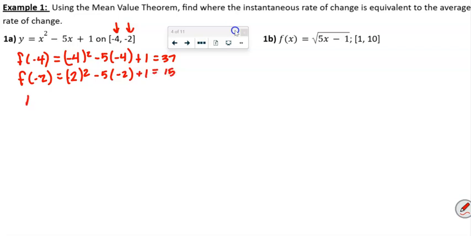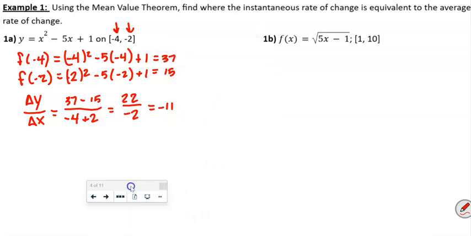So again, we're doing delta y over delta x. So that's going to be our y values, 37 minus 15 over negative 4. Minus 2 would be plus 2. So that's going to give us 22 over negative 2, which would make this negative 11.